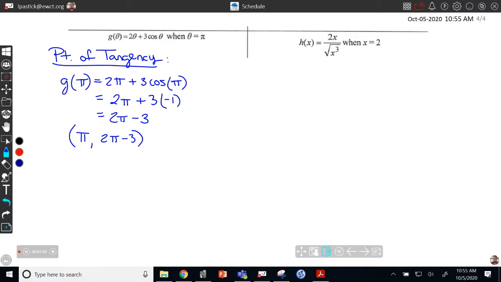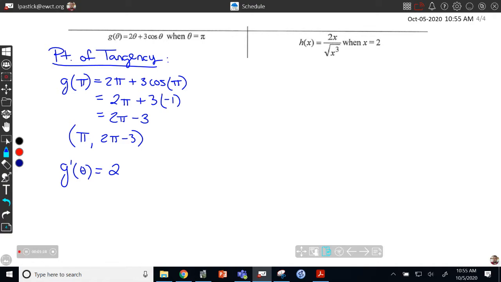So now we have to find the derivative. To find the derivative, g prime of theta, we're going to have to find it in two parts. So first we're going to find the derivative of 2 theta. The exponent is 1. Bring down the exponent times the coefficient, which would be 2. The old exponent was 1, and now it's going to lower to 0. So the derivative of 2 theta is just 2.